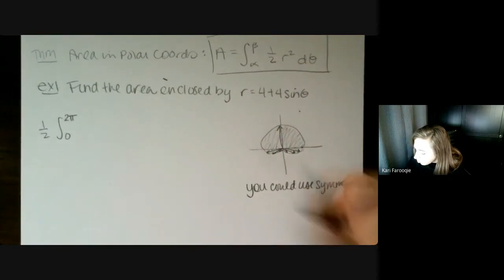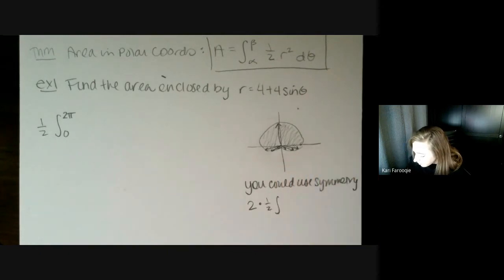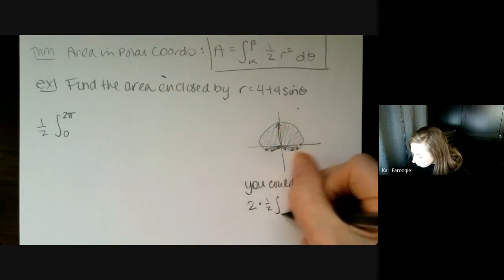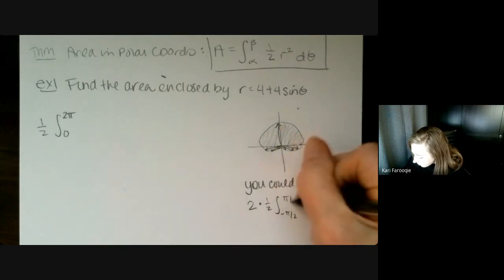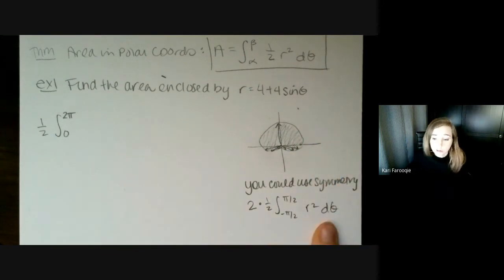You could use symmetry, and then you could take twice the area going from negative pi over 2 to pi over 2 of r squared d theta. So that's just one more way that you could set this up.